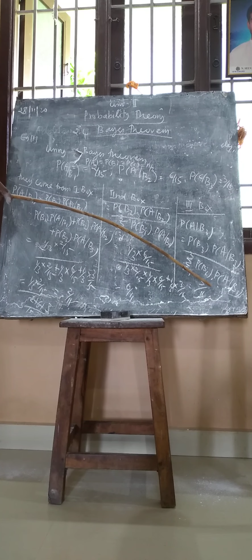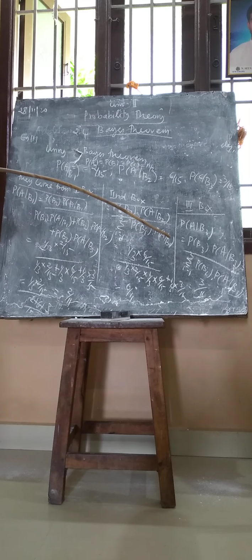That value is probability of B1 into probability of A given B1 plus probability of B2 into probability of A given B2 plus probability of B3 into probability of A given B3. So this value is common for the first box, the second box and the third box. This denominator is common for all the 3 boxes, but only the numerator will differ.